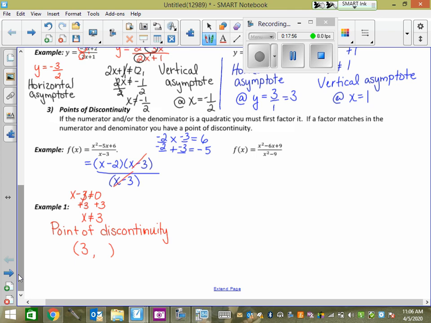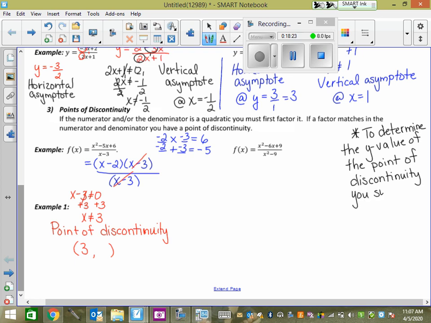I'm going to write it over here. To determine the y value of the point of discontinuity, you substitute or plug in your x value into the reduced y equals equation.